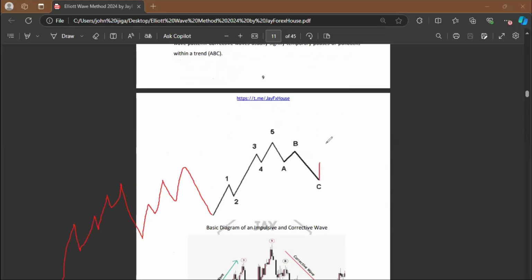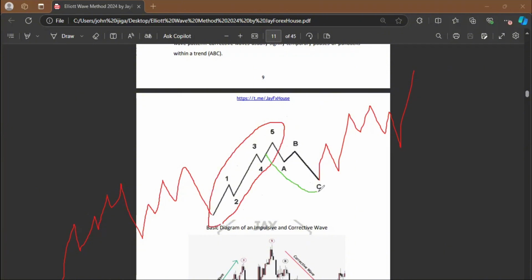So looking at this now, this is Elliott wave showing you how a single range forms from the impulsive aspect, which is the 1, 2, 3, 4, 5, to the corrective aspect, which is the A, B, C retracement. So the same thing happens here and then here. So this is the market circle of Elliott's wave. This is the basic diagram of an impulsive and corrective wave. This is an impulsive and this is a corrective.